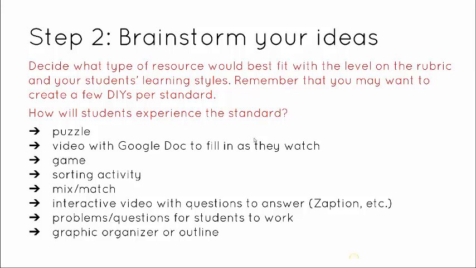Step 2 is to brainstorm your ideas. What type of DIY would best fit with the level on the rubric? Is it a difficult standard for students to master? If so, you might want to start with level 1 or 2 on your rubric by creating a game, complete with needed vocabulary, examples, or pictures. Once students have shown mastery on that level, it will then be appropriate to jump up to level 3 on your rubric by offering opportunities to practice this new knowledge, and then to level 4 for enrichment. Consider the many options on this slide for your DIYs.